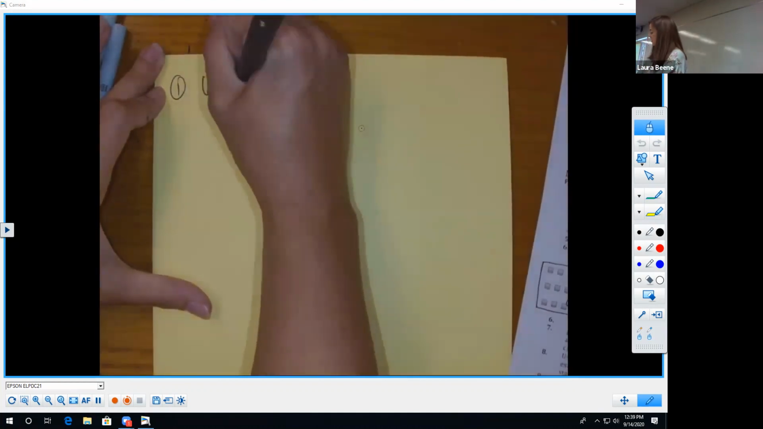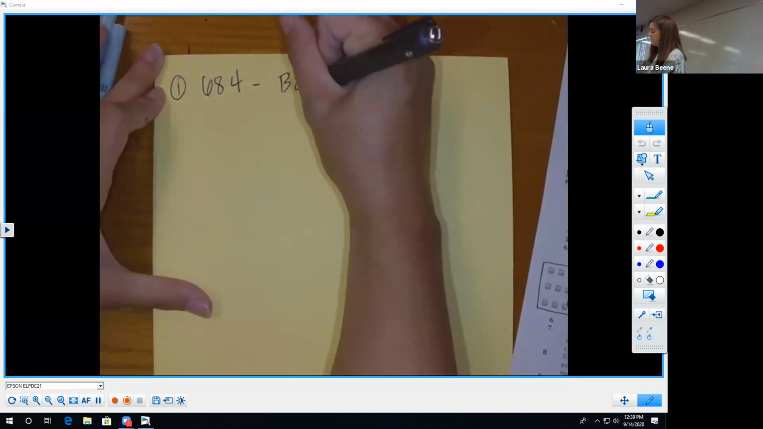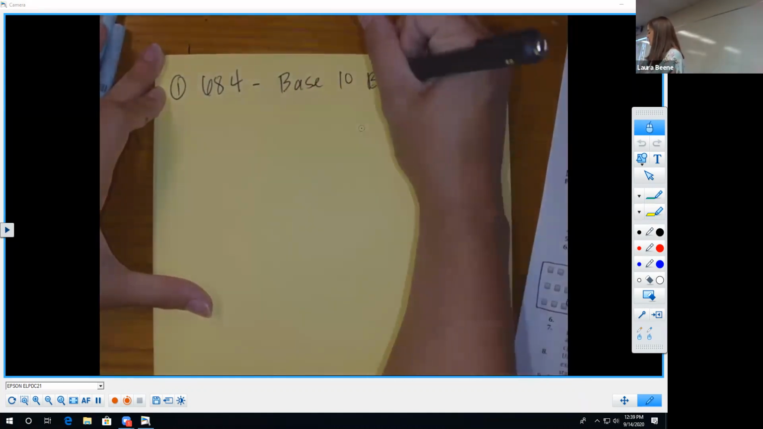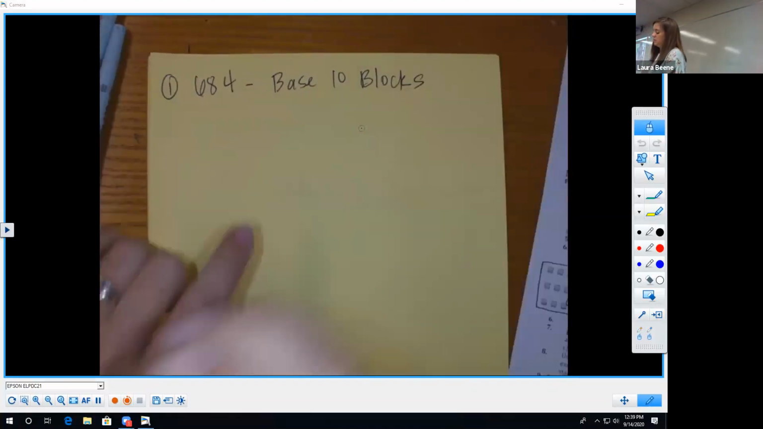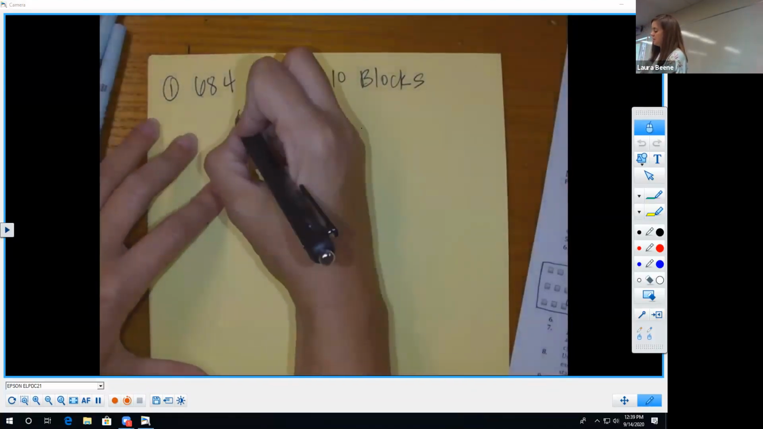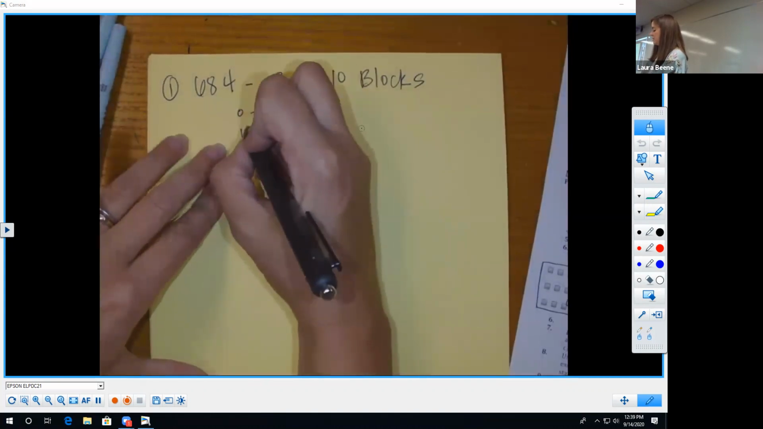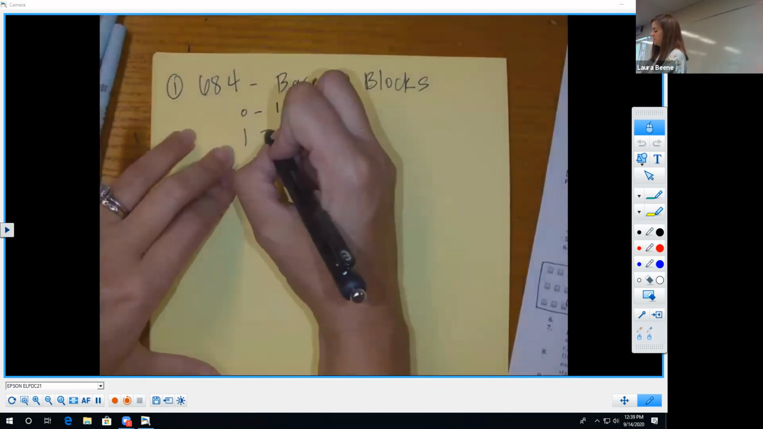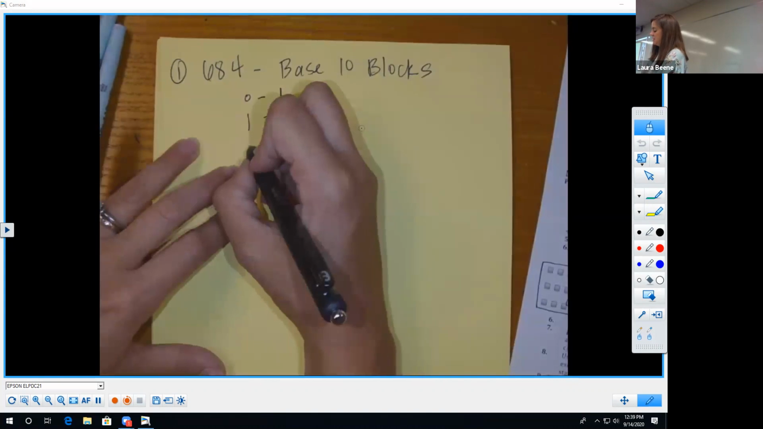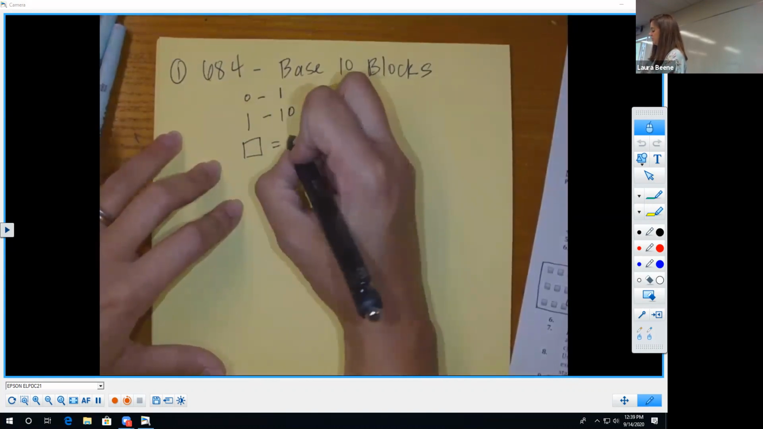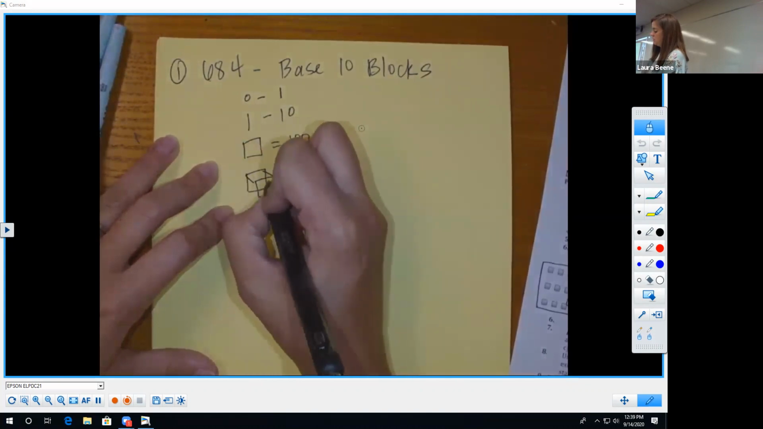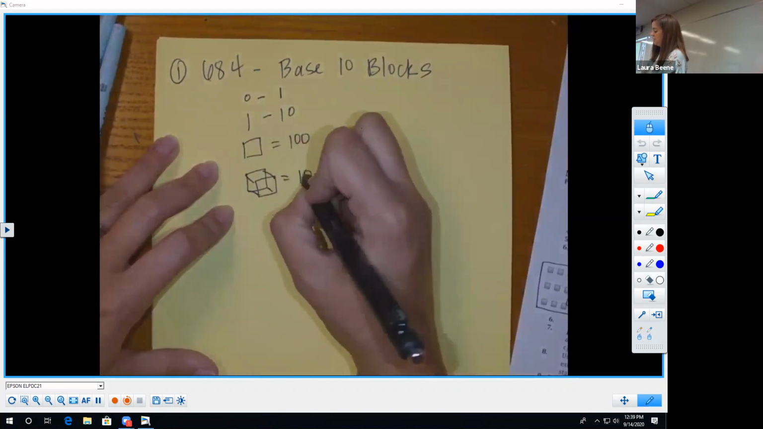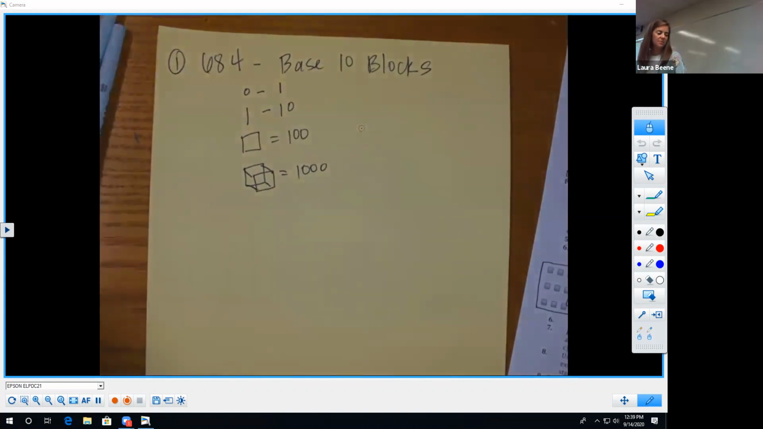684. We want to use base 10 blocks to show that. So remember, the unit is worth 1. The long, you can write it just like that, is worth 10. The flat is worth 100. And the cube is worth 1,000. I think I actually got them out in the video. I have them here.